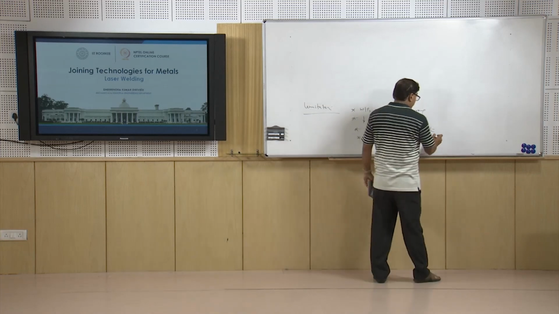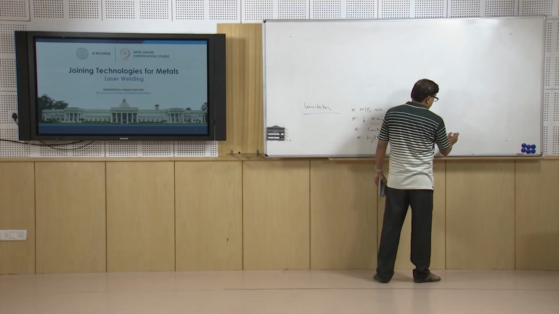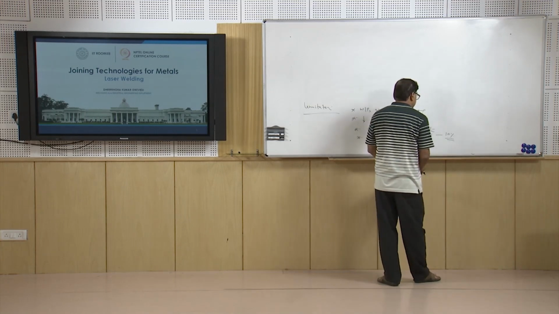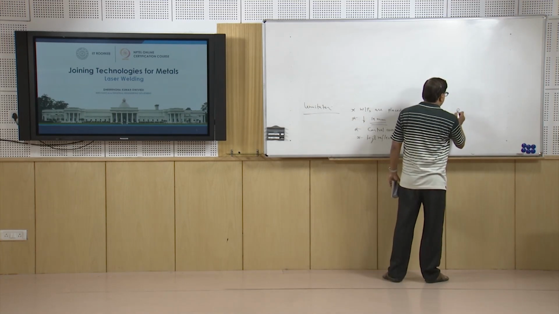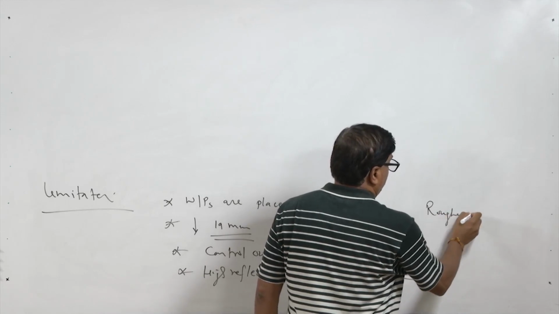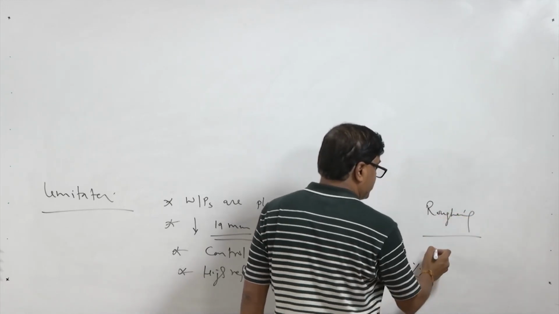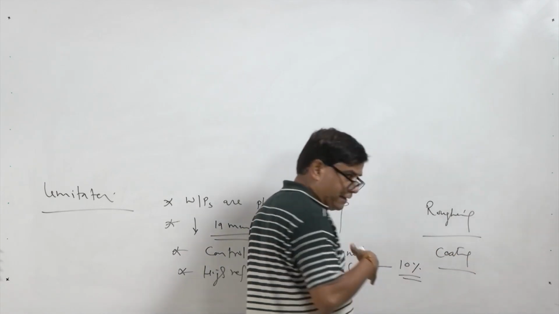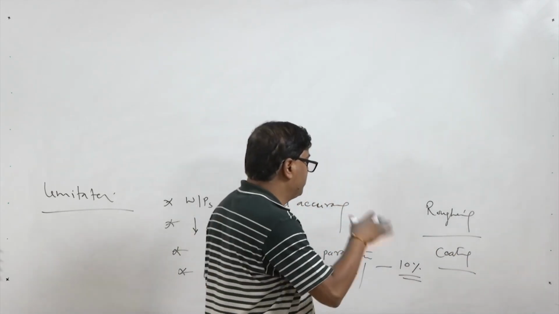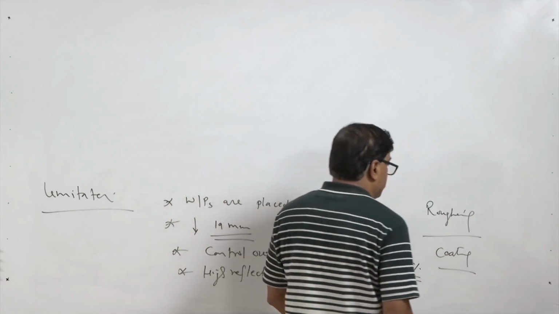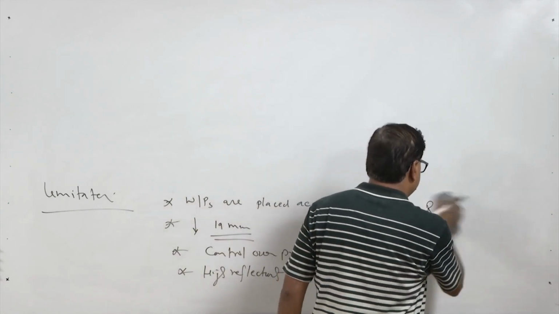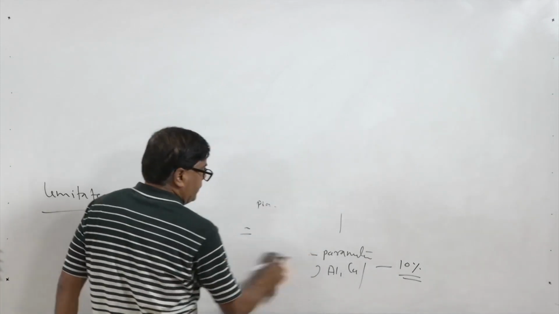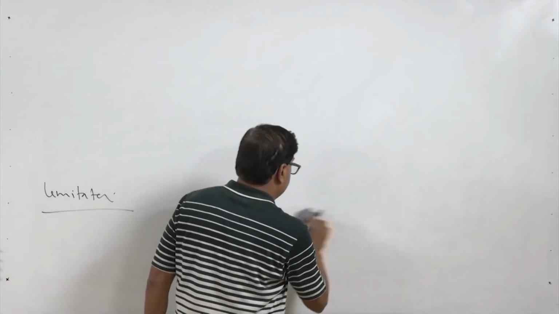It is common for these materials that efficiency is very low, like say 10% only. So, that is why some roughening of the surfaces or application of coatings like black paints etc. help in increasing the absorption of the laser in case of aluminum and copper.